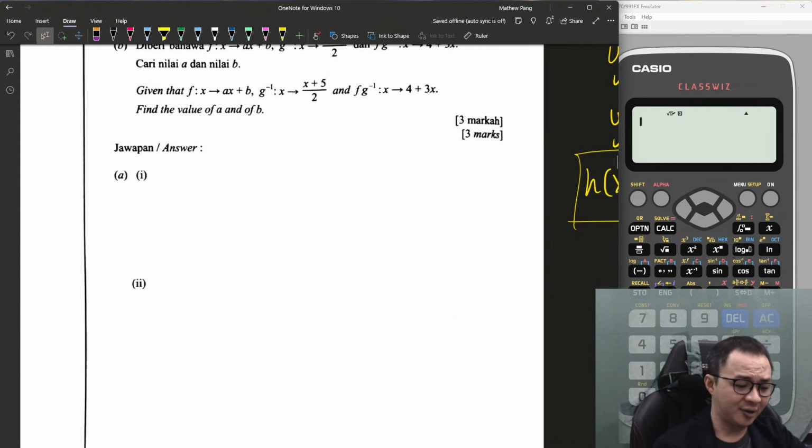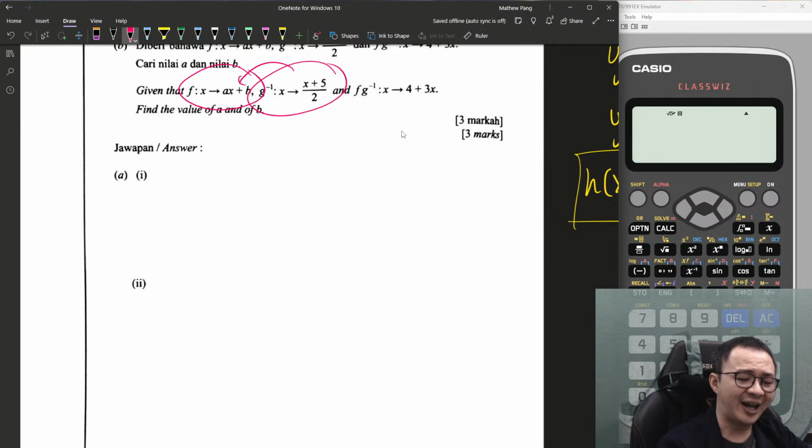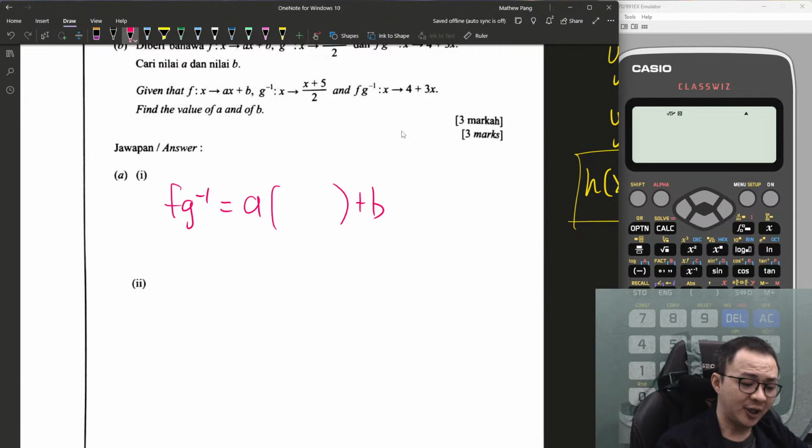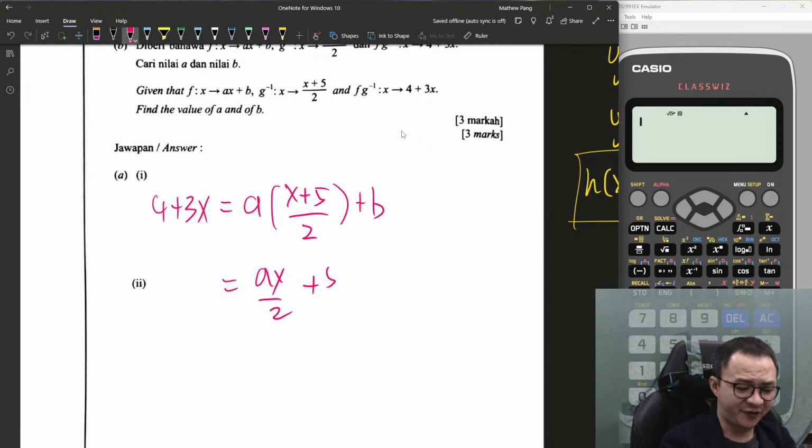This one is doing the comparing. So we have f(x), we have g inverse. We will sub g inverse into f(x) to get f g inverse. Okay, you got the idea. So f g inverse equals ax plus b, so ax plus b is a times (x plus 5) over 2. And what is my g inverse? My g inverse basically is 4 plus 3x, right? Then I will do the comparing. But before that, I want to compare the x and the constant, so I will multiply this out: ax over 2 plus 5a over 2 plus b. Then this is 3x plus 4.